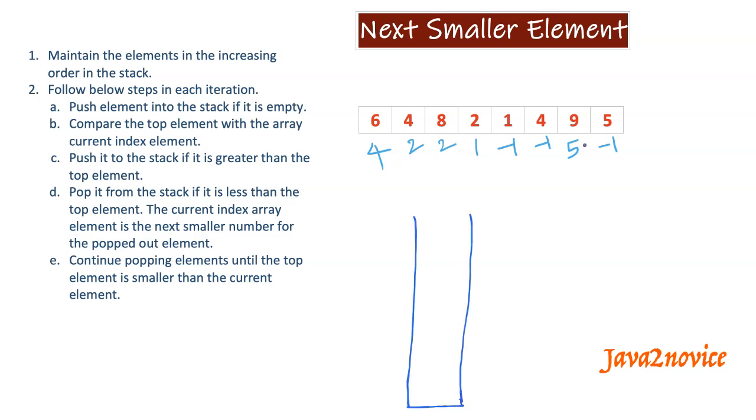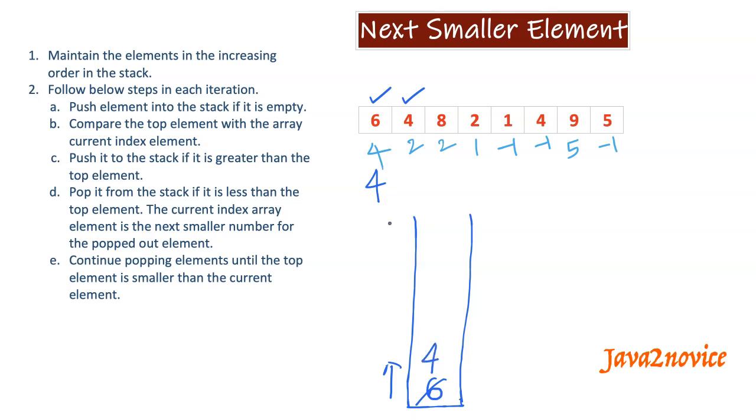Let's apply this logic on this array. Here is our stack. Remember that we need to maintain elements in increasing order in this stack. In the first iteration, the number is 6. Since the stack is empty, push it to the stack. Number 6 is pushed to the stack. In the next iteration, the number is 4. We will compare 4 with the top element. 4 is less than 6, so we cannot push it as we need to maintain the stack in increasing order. Pop the element out. 6 is popped out. 4 became the next smaller element for number 6. Since the stack is empty, push 4 into the stack before going to the next iteration.